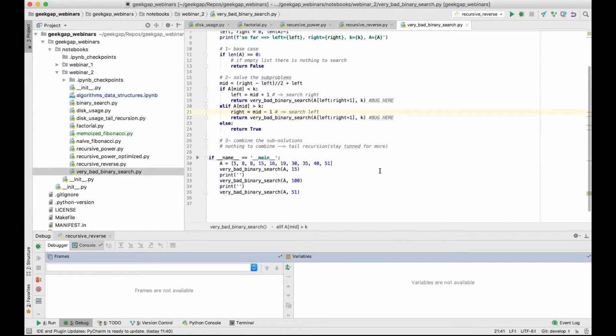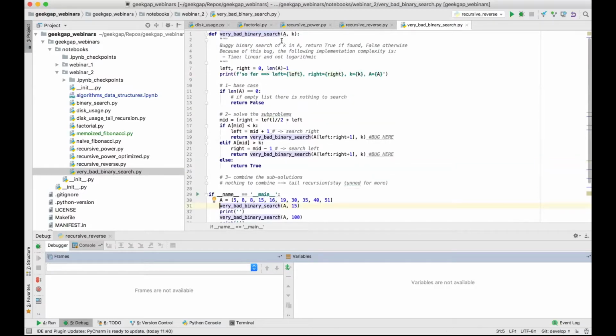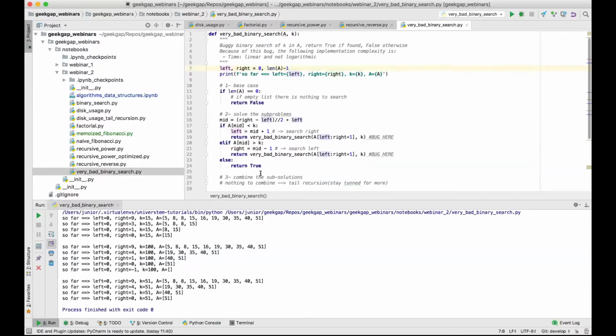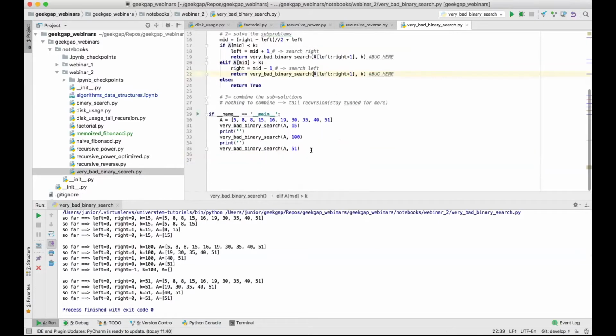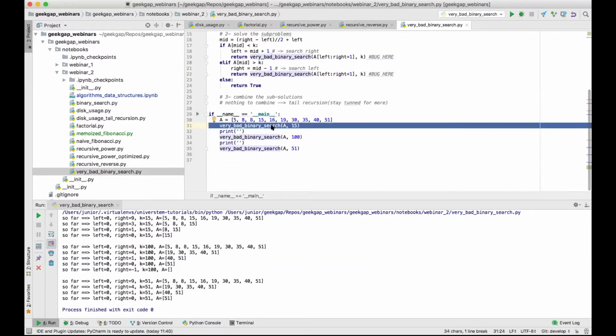All right, so here is our array that we are trying to search, and what we're trying to do first is to see if it contains 15, which obviously it does. So we do a very bad binary search, and we pass in our array A, and it's going to come here. Let me run this so we have something to discuss. So good. Let's just focus on the first one, because I'm running it 3 times.